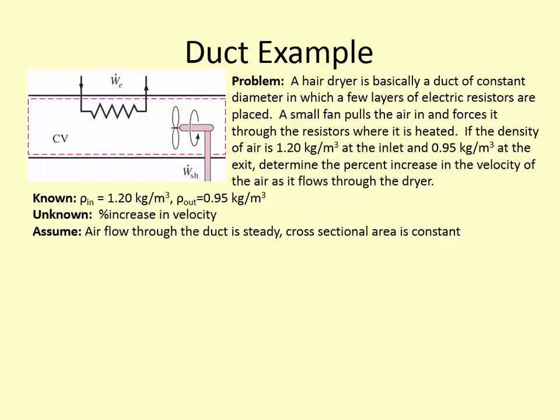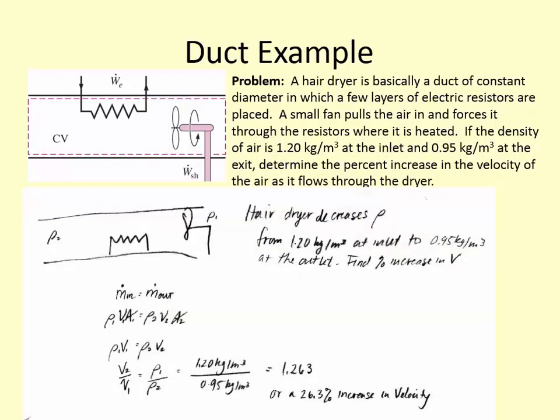Thinking of it in terms of mass conservation, what do we know about it? Is there air getting trapped in the hairdryer and not moving? No, everything that's coming in is going out. So the mass flow rate in is equal to the mass flow rate out, so m dot 1 equals m dot 2. How does mass flow rate relate to density, velocity, and area? Yes, density times velocity times area.